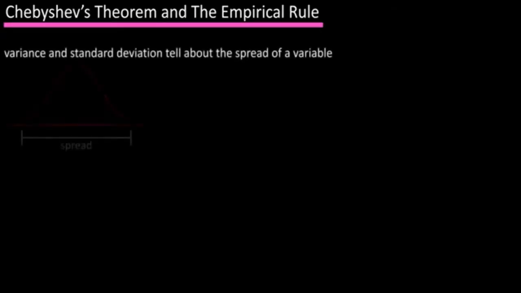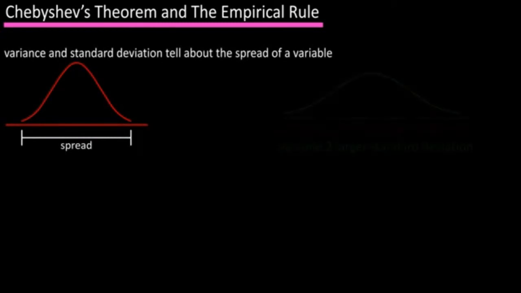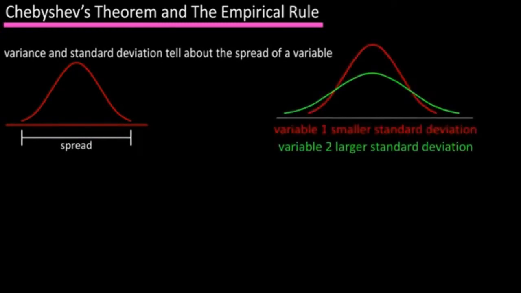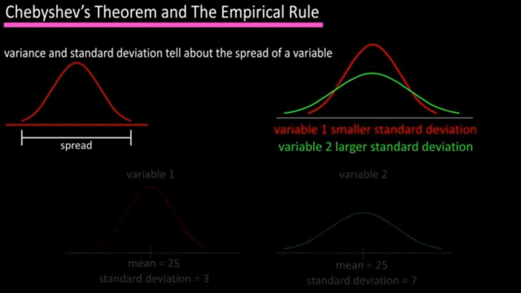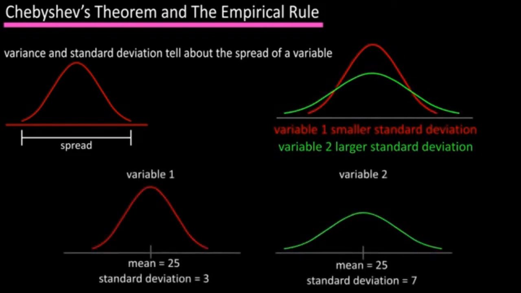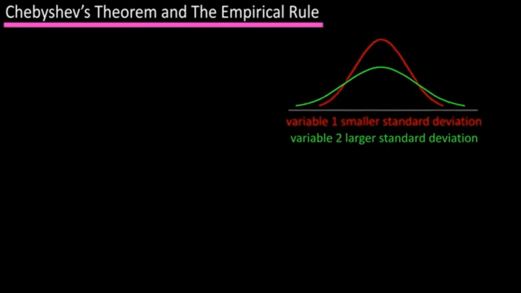The variance and standard deviation help us understand the spread or dispersion of a variable. In comparing two variables, the variable with the smaller standard deviation will be less spread out. So we can have two variables with the same mean, but variable 1 has a smaller standard deviation than variable 2. So the data for variable 2 will be more spread out, as you see here in these graphs.